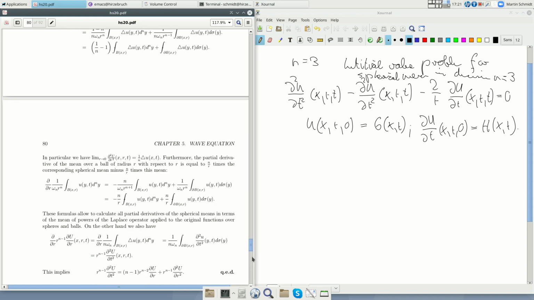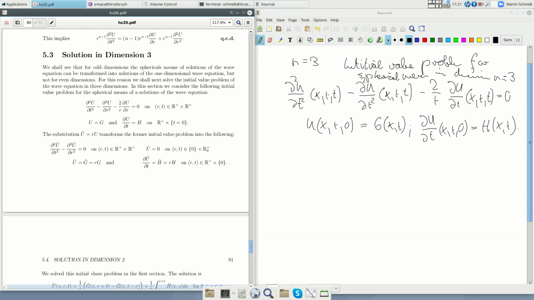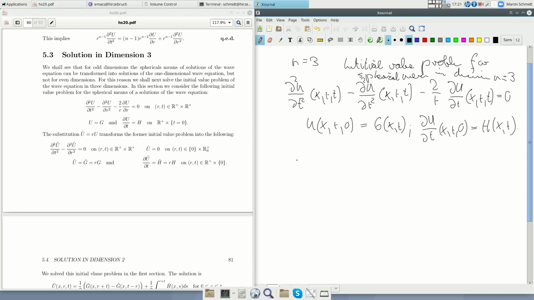Okay, and now we see how we can solve this. We will later see that in all odd dimensions we can transform this to the one-dimensional wave equation, but not in even dimensions. This is the reason why we first solve the three-dimensional case before, in the next section, we give the solution of the two-dimensional case. So now we make a substitution.